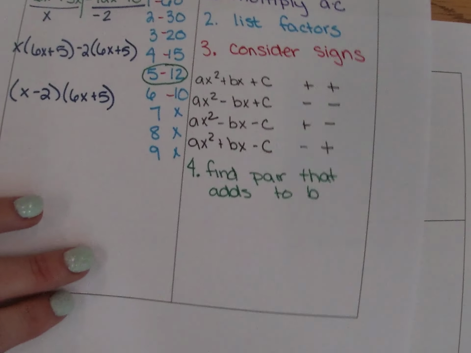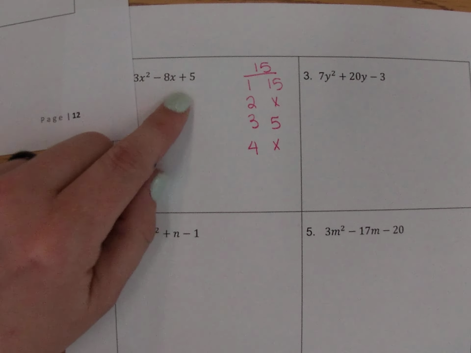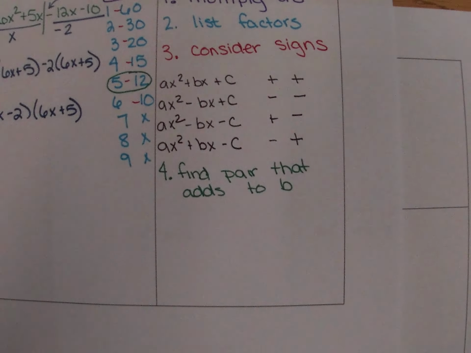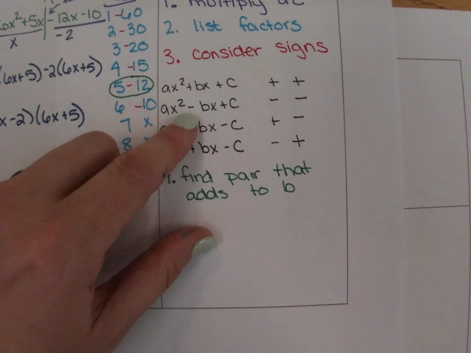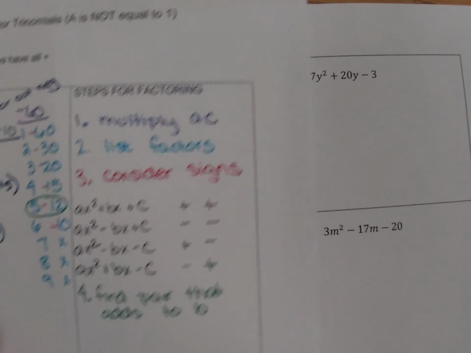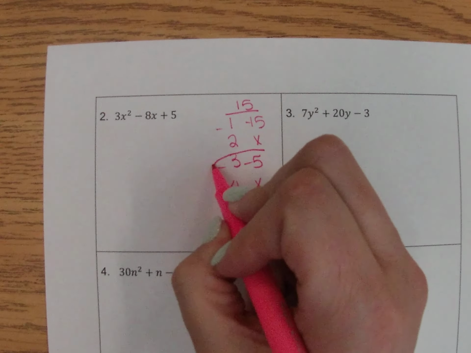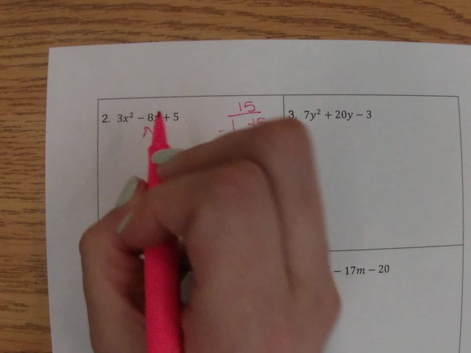two negatives. But if I look at my list over here, right, this problem has a subtraction followed by an addition. So if I look at my list and I'm looking for a subtraction followed by an addition, then I need both of my numbers to be negative. So I want all of these to be negative, and I want the set that gives me negative 8.